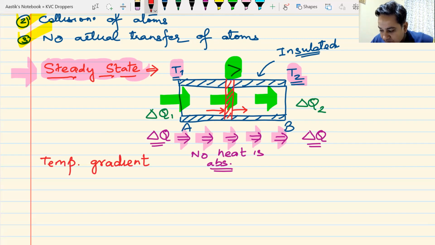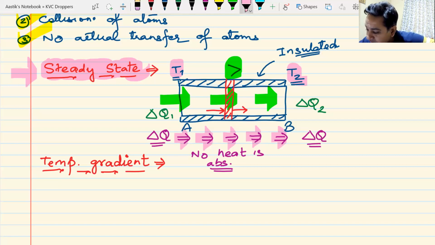Have you heard this term, temperature gradient? This is same as your velocity gradient or any gradient. What is temperature gradient? It's very simple. Let us say we have taken a section. Let me mark that section. I have taken a section here.